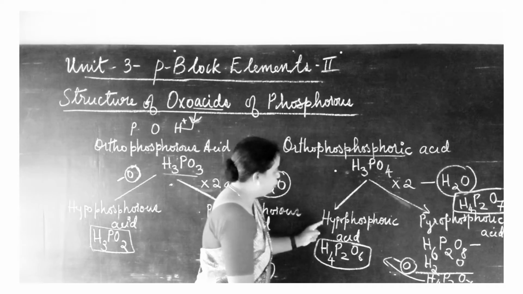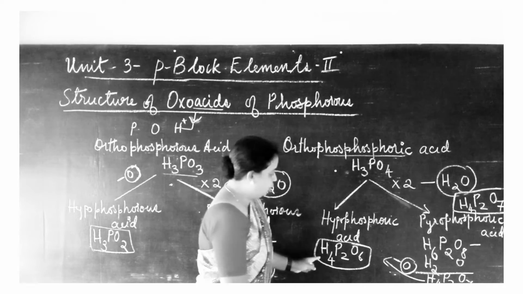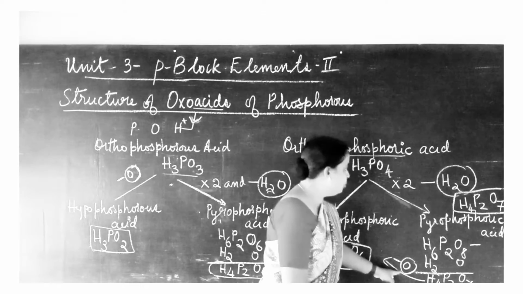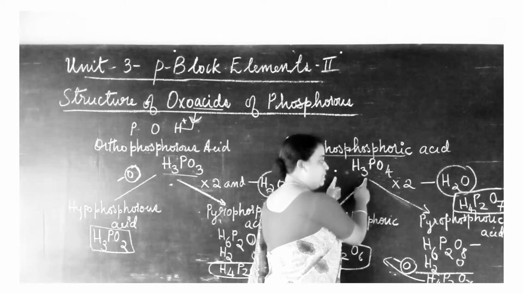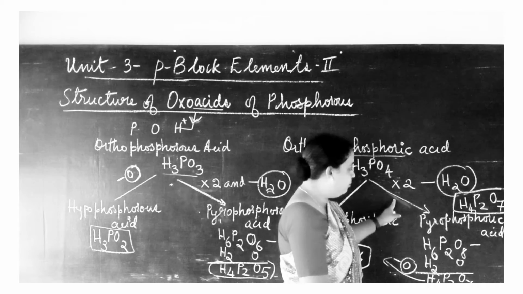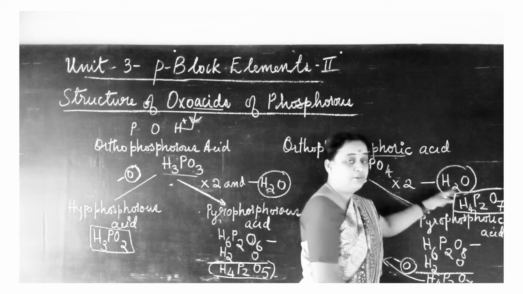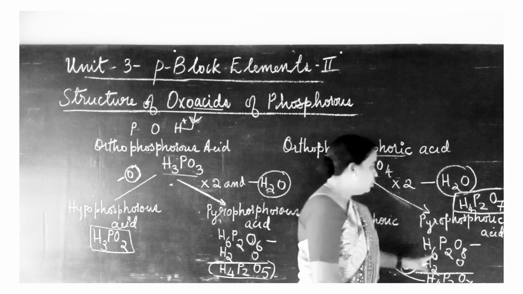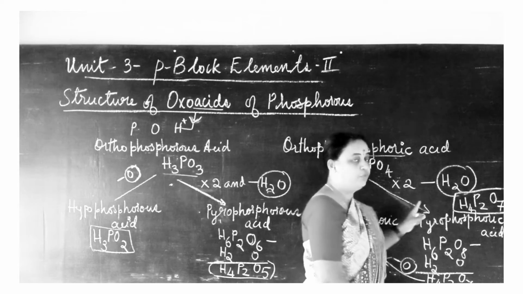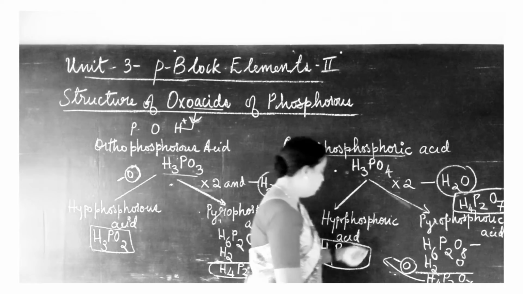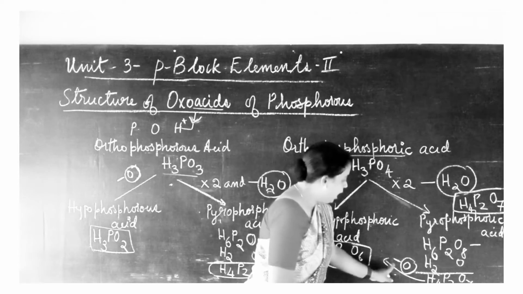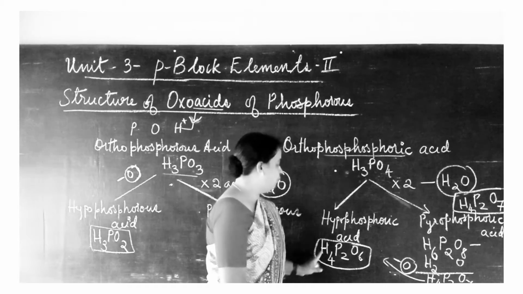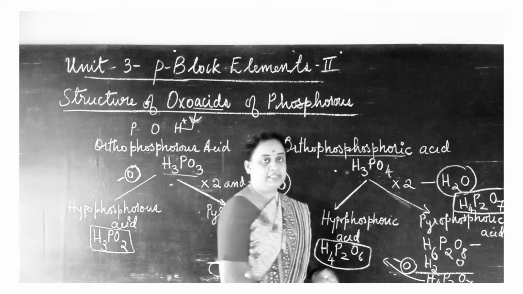Okay, so hypophosphoric acid, how do you get it? H4P2O6, that you get from pyrophosphoric acid. So how do you get pyrophosphoric acid? Orthophosphoric acid you multiply by 2, and from that you subtract a water molecule. So you get H4P2O7. This is the formula for pyrophosphoric acid. From pyrophosphoric acid, you just remove an oxygen atom, so you get H4P2O6. This is the formula for hypophosphoric acid.